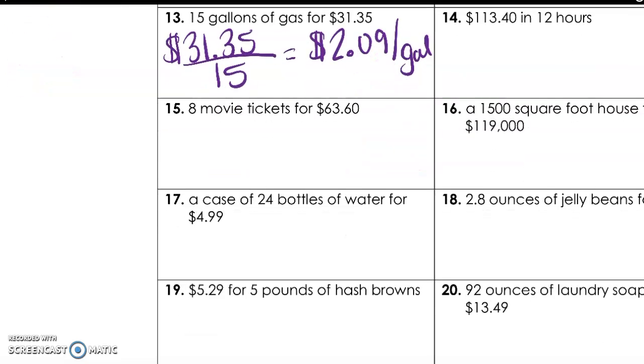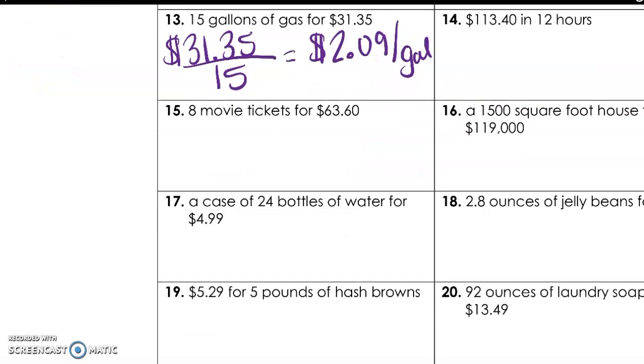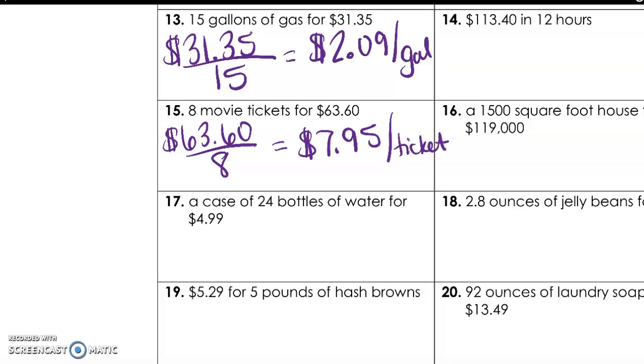Same thing with number 15. They put the movie tickets first for $63.60. So you need to do the money, $63.60 divided by 8. Money divided by quantity. That comes out to $7.95 per ticket. Okay, so again, your label, since it's a rate, you will always have two labels, but one of your labels is the dollar sign in front of your money.